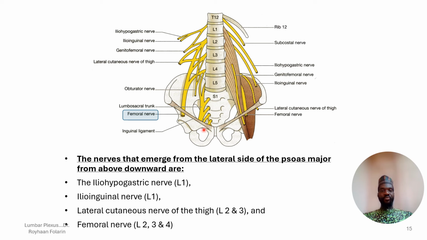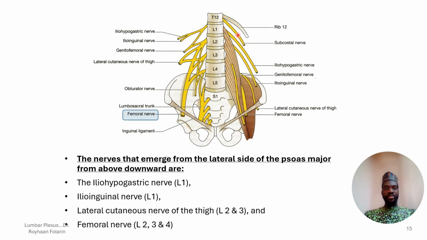You also have the accessory obturator nerve whenever it's present, which arises majorly from just L3 and L4, right? So it's a less consistent nerve. It also emerges medially and descends to join the obturator nerve or supply nearby muscles directly. Then from the anterior surface, you have the genitofemoral nerve arising.